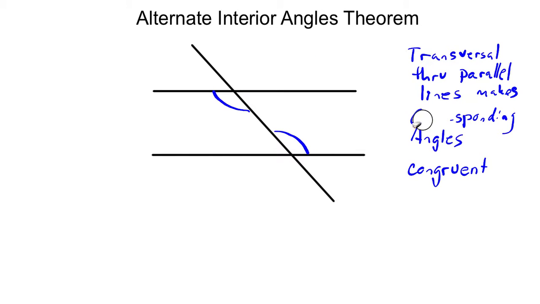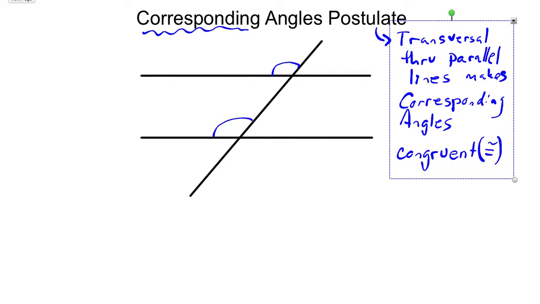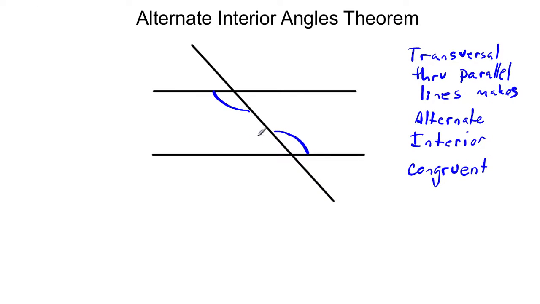If I were to measure these, well, when a transversal line cuts through parallel lines, it makes alternate interior angles congruent. So far, when we have a transversal and it cuts through parallel lines, it makes corresponding angles congruent, and it also makes alternate interior angles congruent.